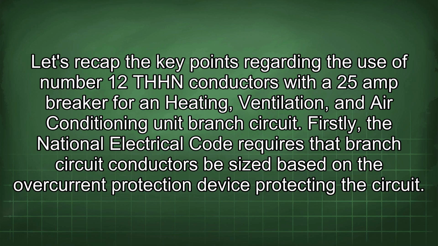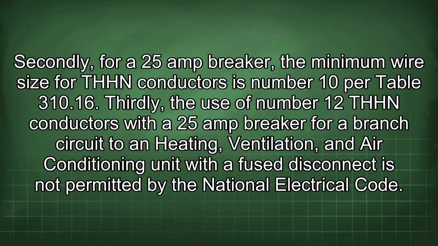Let's recap the key points regarding the use of number 12 THHN conductors with a 25 amp breaker for a heating, ventilation, and air conditioning unit branch circuit. Firstly, the National Electrical Code requires that branch circuit conductors be sized based on the overcurrent protection device protecting the circuit. Secondly, for a 25 amp breaker, the minimum wire size for THHN conductors is number 10 per Table 310.16. Thirdly, the use of number 12 THHN conductors with a 25 amp breaker for a branch circuit to a heating, ventilation, and air conditioning unit with a fuse disconnect is not permitted by the National Electrical Code.